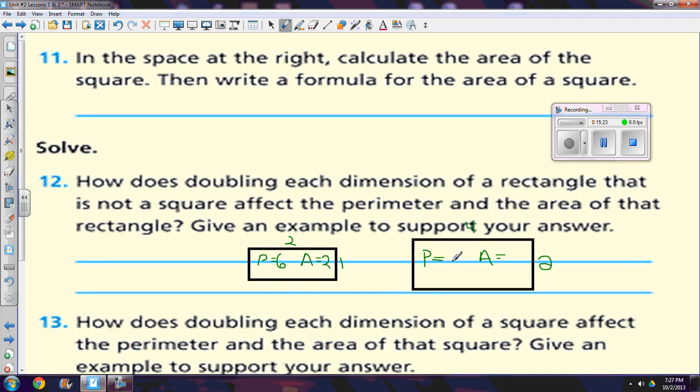Here you have 4 and 2, so you have 4 plus 2 plus 4 plus 2, you have 8, and 2 is 10 and 12. And your area would be 8. So perimeter 6, area is 2, perimeter 12, area 8.